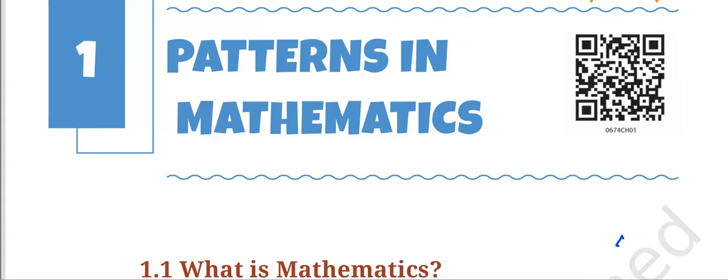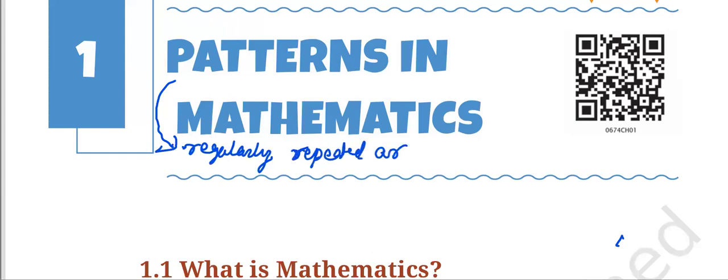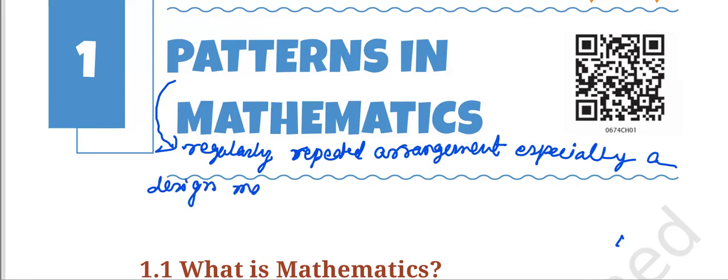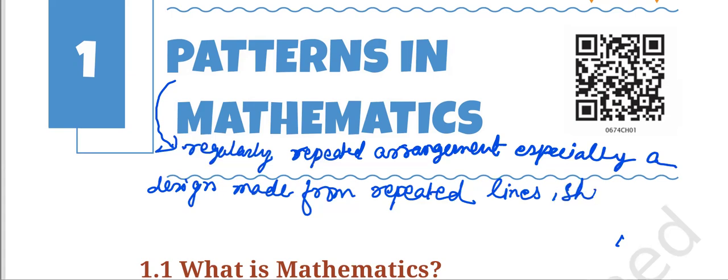Pattern means any regularly repeated arrangement, especially a design made from repeated lines, shapes, colors. Okay, this is the definition of pattern.